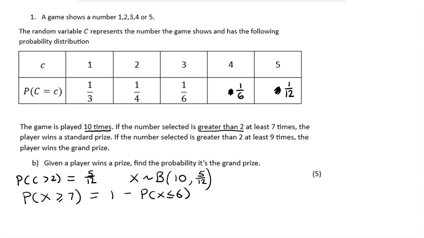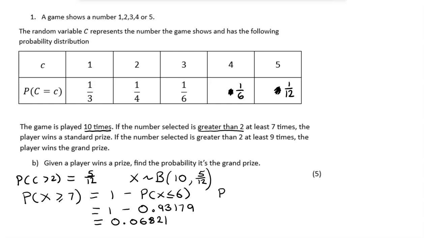So if we do that, using binomial CD on your calculators, it will all differ depending on what calculator you use, so just make sure you're confident with finding probabilities on your calculator. You'll get 0.06821. Now, this is the probability that they win the standard prize.